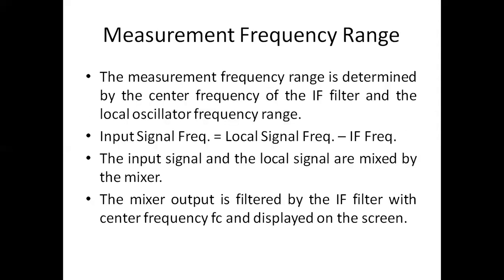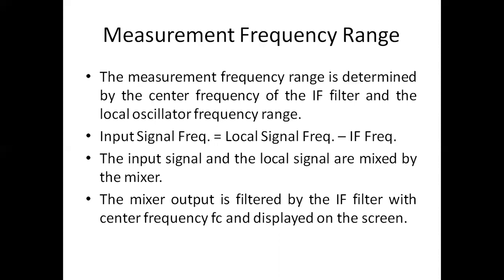The third characteristic is measurement frequency range. The measurement frequency range is determined by the center frequency of the intermediate frequency filter, that is the IF filter, and the local oscillator frequency range. So it is given by: input signal frequency is equal to local signal frequency minus IF filter frequency.